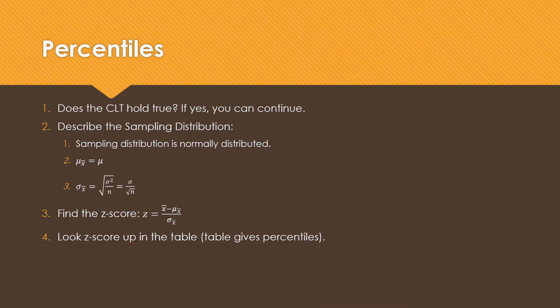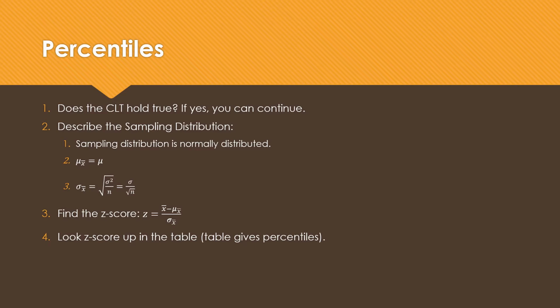So here are the steps for finding a percentile for a sample mean. The first step is to see if the central limit theorem holds true. If yes, then we can continue. If not, then we're kind of a little stuck here. But I usually won't give you a problem where the central limit theorem doesn't hold true.